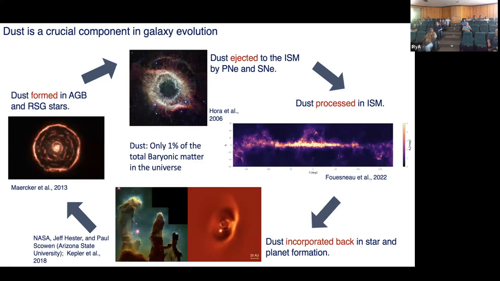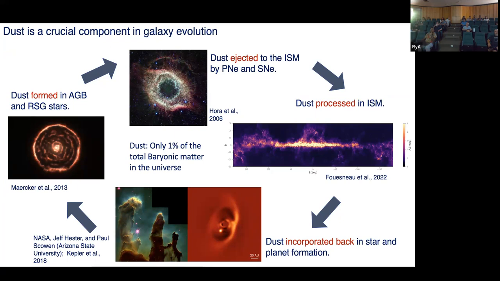So dust is only 1% of the total baryonic mass in the universe, right? But it's involved in basically every process that's happening within the universe. Dust is formed in AGB stars and red supergiants. It's ejected out by planetary nebulae and supernovae. It's processed in the ISM. There's also discussion about dust being formed in the ISM as well. And then it's incorporated back into planets and stars in the star and planet formation process.